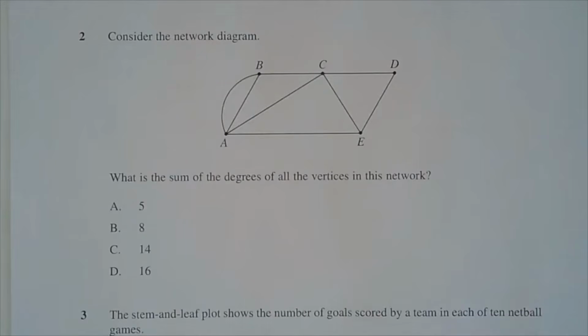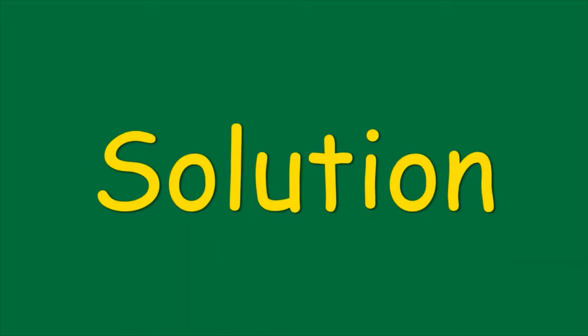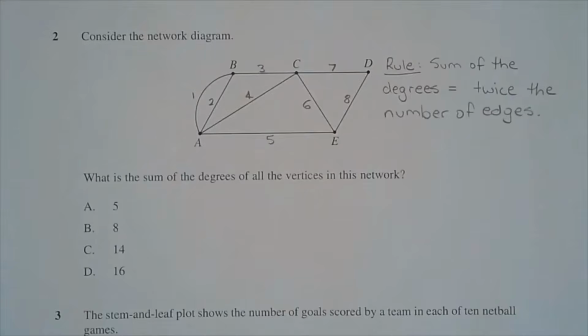Question 2. Consider the network diagram. What is the sum of the degrees of all the vertices in this network? The rule here is the sum of the degrees of all the vertices is equal to twice the number of edges. Let's count the number of edges.